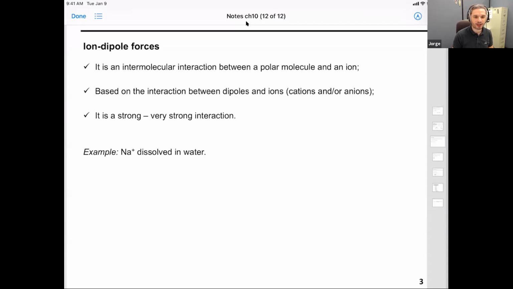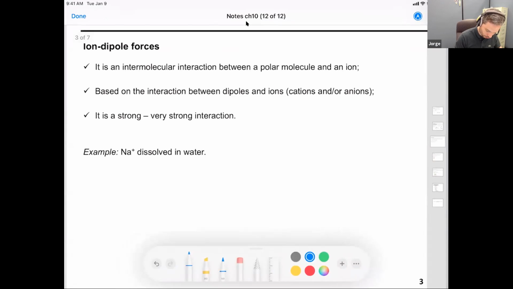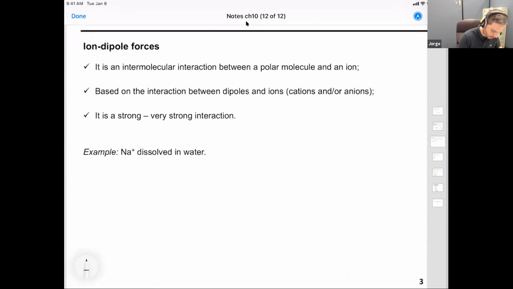And it is a strong to very strong interaction. So in this case, we are going to have an ion that can be a cation or an anion. And this charge is going to interact with a dipole. So the example here that we are going to take a look at is sodium dissolved in water.